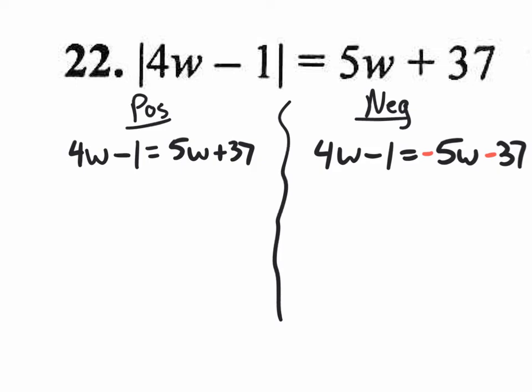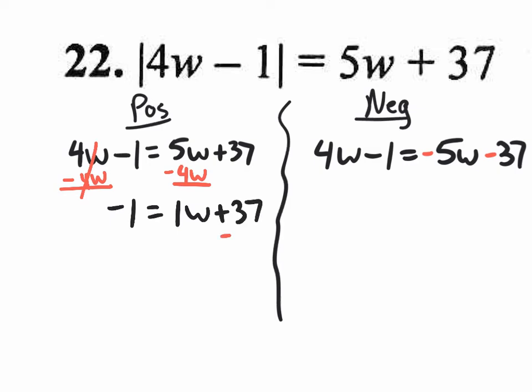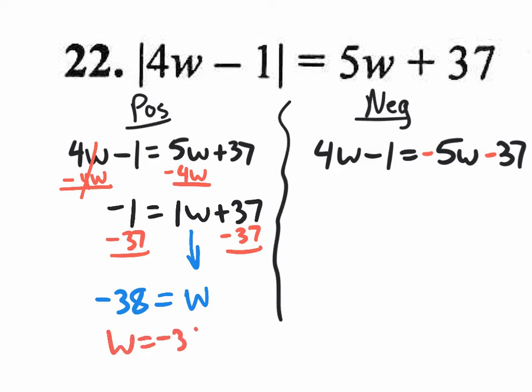On the left equation, let's get rid of the 4w by doing minus 4w, minus 4w. We are going to end up with negative 1 equaling 1w plus 37. Final step would be to subtract 37. Subtract 37. Final answer is w equaling negative 38. W equals negative 38.